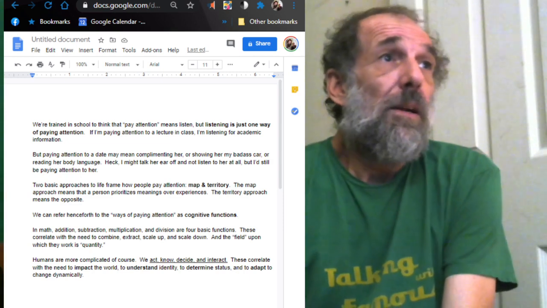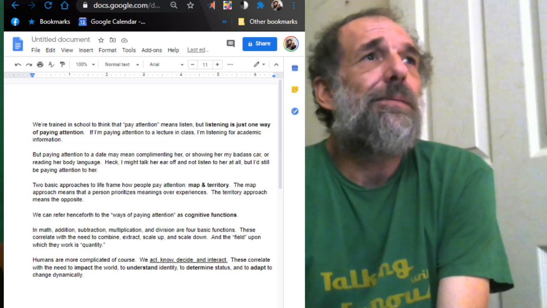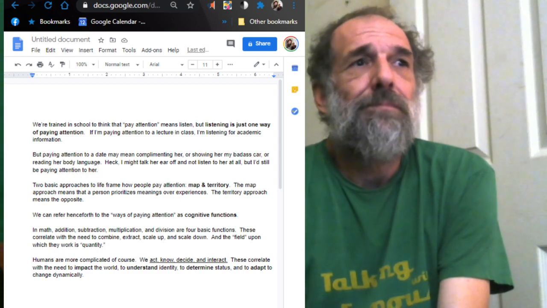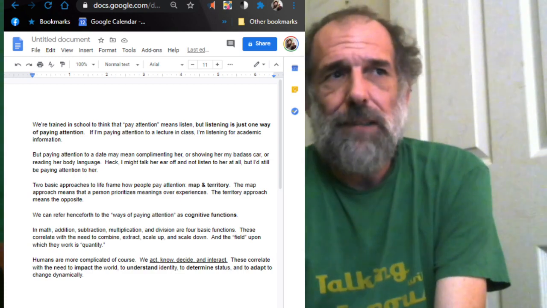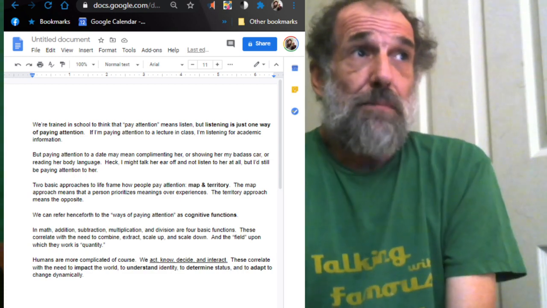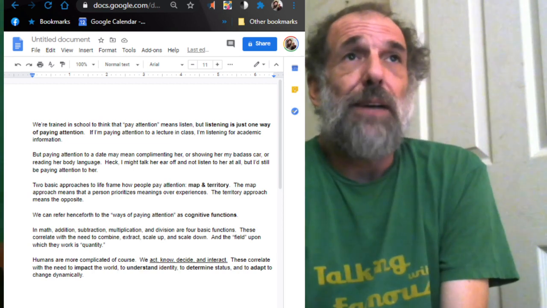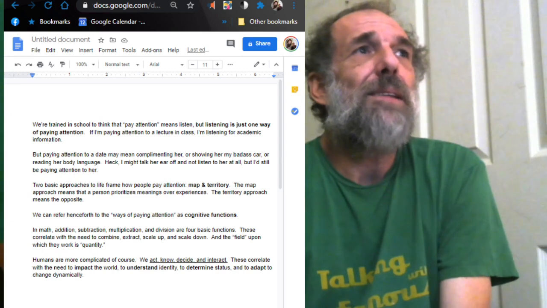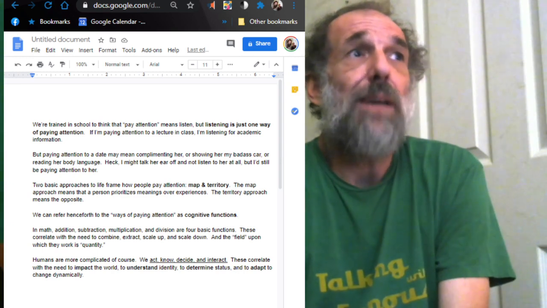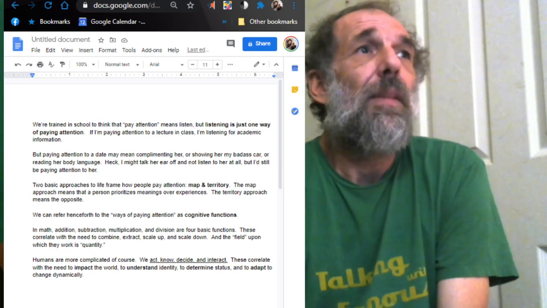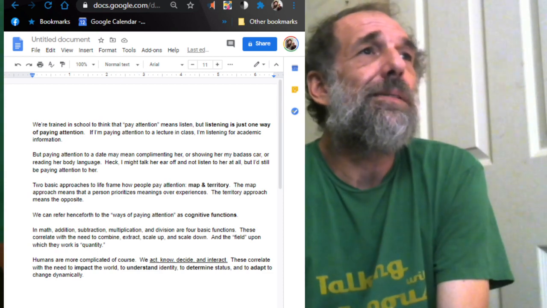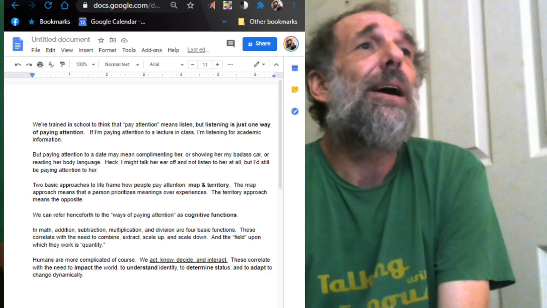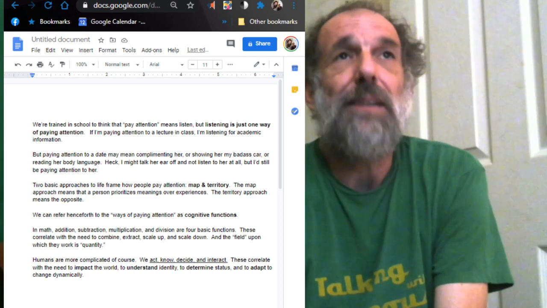So, two basic approaches to life frame how people pay attention: map and territory. The map approach means a person prioritizes meanings over experiences. The territory approach means the opposite. We can henceforth refer to the way of paying attention as cognitive functions.